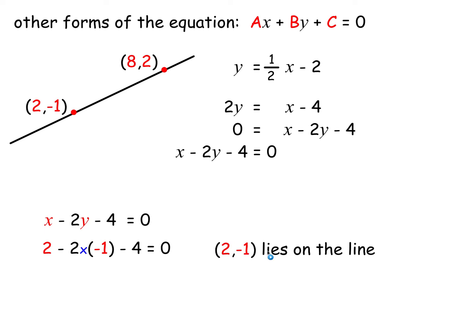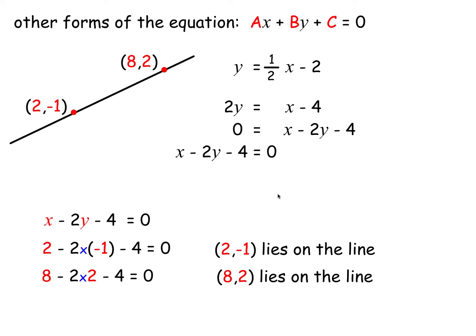If I do the same with (8, 2), make x 8 and y 2: 8, take away 4, well that is 0. So (8, 2) satisfied the equation. It made the equation true. (8, 2) lies on the line. So that checks that these 2 points lie on the line, they fit the equation.